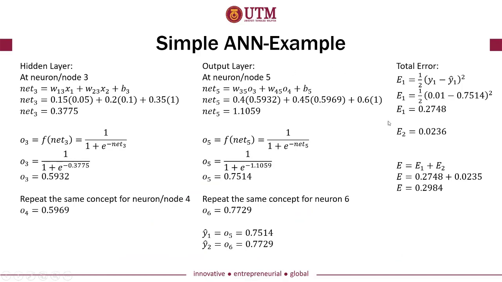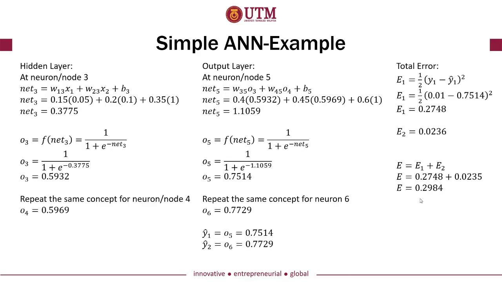Then you need to repeat the same process to calculate E2. Once you get E2, you total up the errors, and finally you get the total error there. Okay, now that is finished for one question. It's very direct and not so difficult to do.